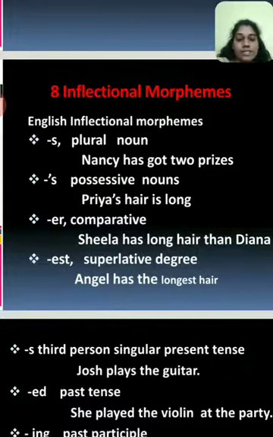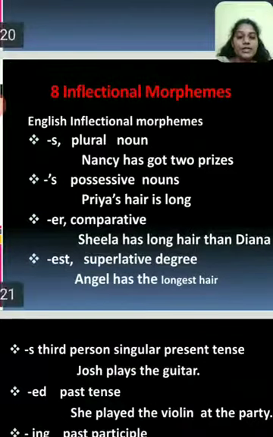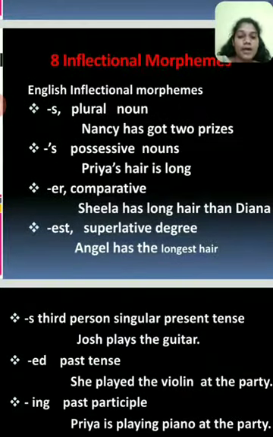Second one, possessive nouns. Priya's hair is long. Especially herself, Priya's own. Third one, comparative. Sheila has longer hair than Diana. Here we compare 2 things. Superlative degree. Angel has the longest hair. This indicates superlative.